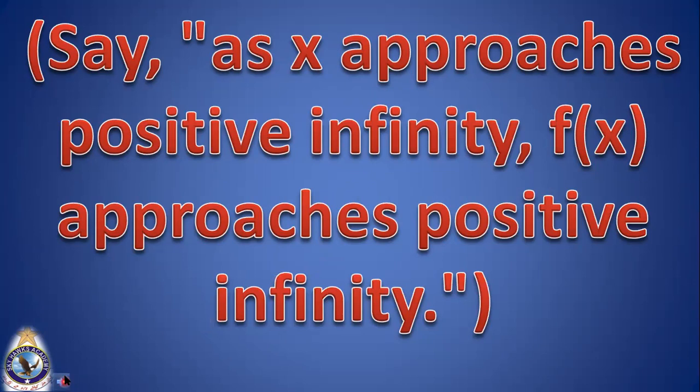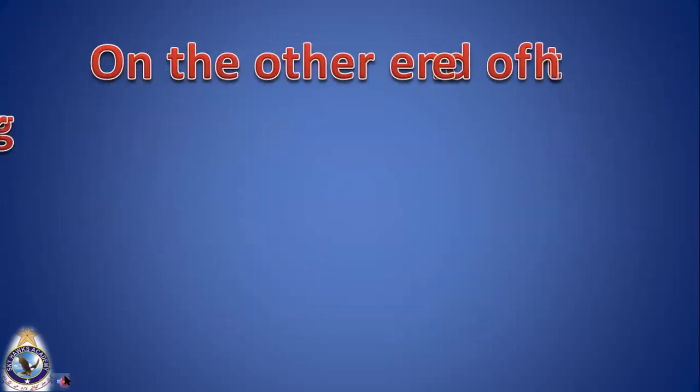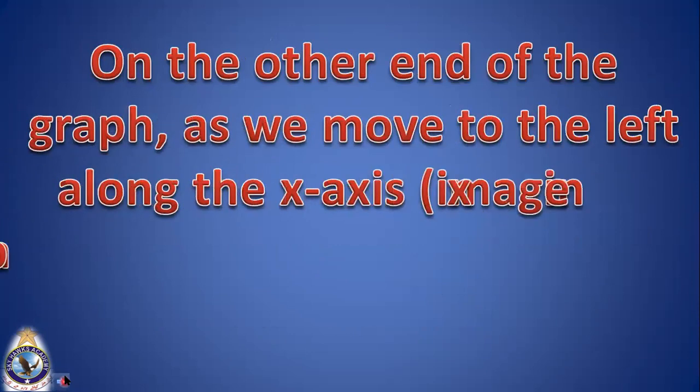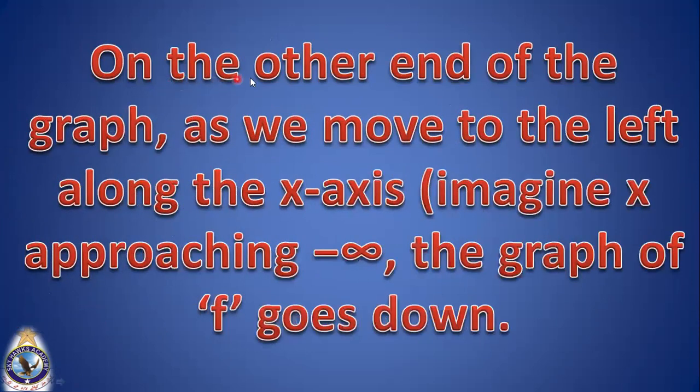Now let's see, if we are going the other way, on the other end of the graph, as we move to the left along the x-axis, imagine x approaches minus infinity. So here on the left of 0, as we know, all the negative values lie on the x-axis, the graph of f goes down. So it's a downward movement.